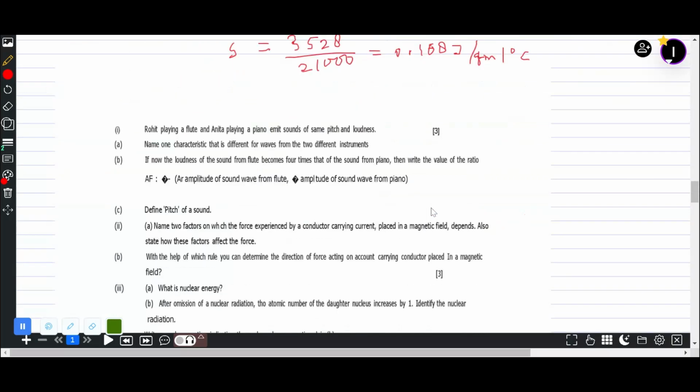Now next one, Rohit playing a flute and Anita playing a piano emit sounds of same pitch and loudness. Name one characteristic that is different for waves from the two different instruments. It is quality of the sound. Okay. If now the loudness of the sound from flute becomes 4 times that of the sound from piano, write the value of the ratio of AF. I think some misprint. Let me check.